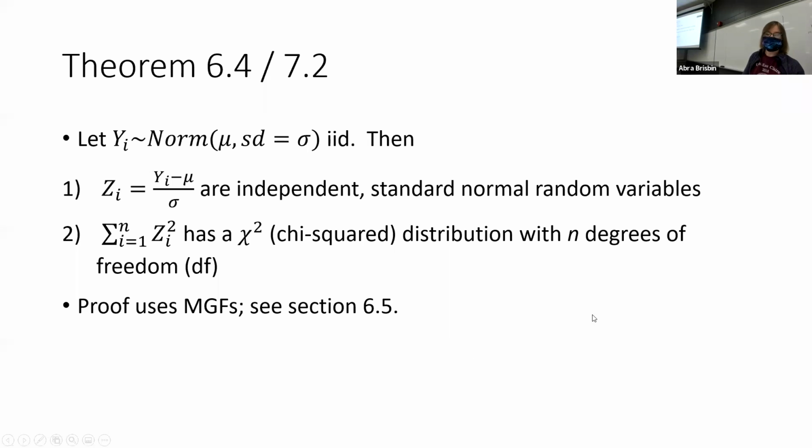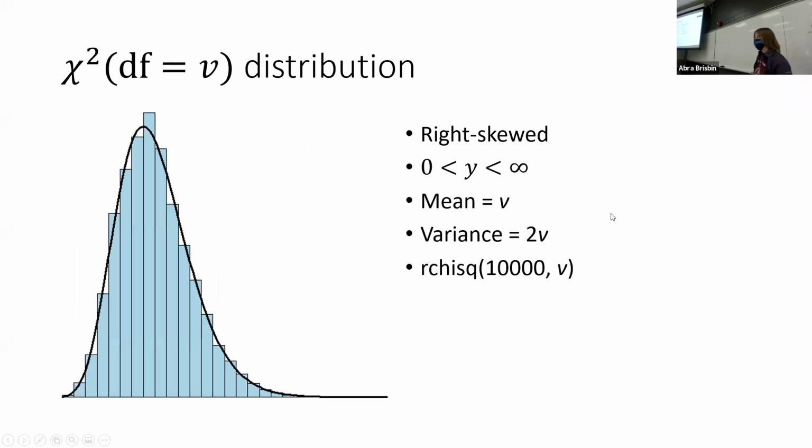All right, so the chi-squared distribution we saw yesterday in lab is this right-skewed distribution that models values of y between 0 and infinity. It's actually a special case of the gamma distribution. So it has a mean of nu, whatever its degrees of freedom are. And its variance is 2 times its degrees of freedom.